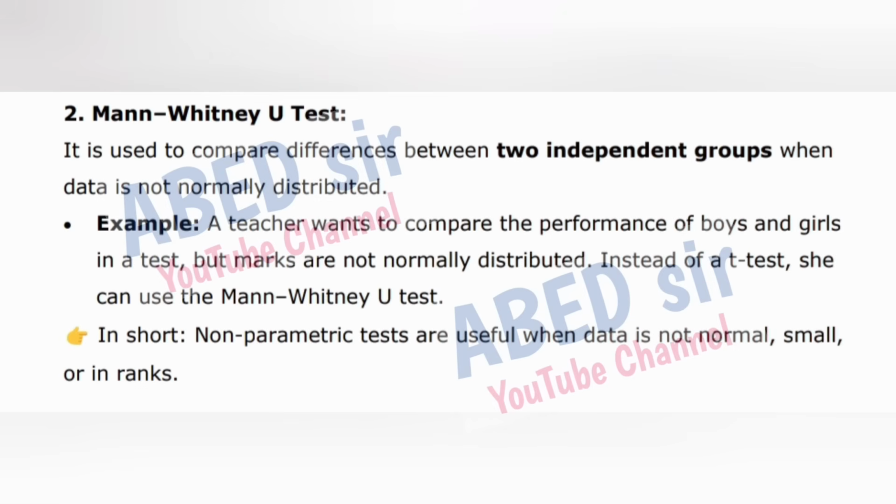2. Mann-Whitney test. It is used to compare differences between two independent groups when data is not normally distributed. Example: a teacher wants to compare the performance of boys and girls in a test, but marks are not normally distributed.